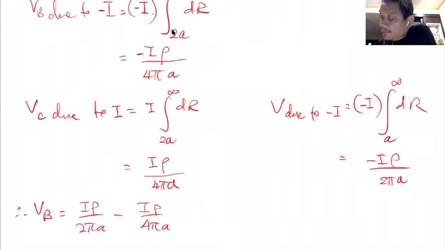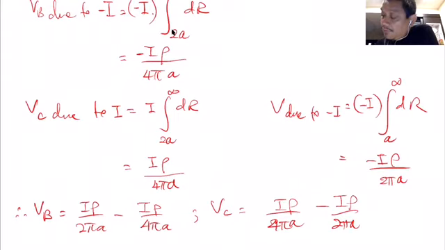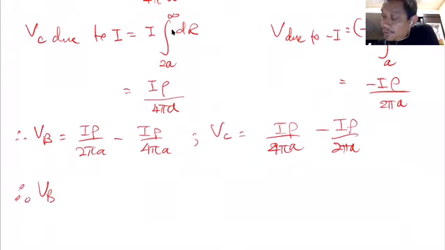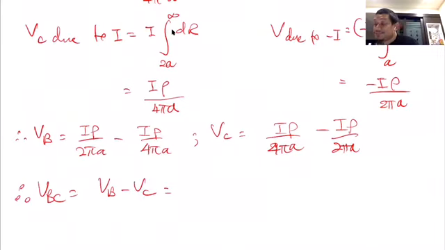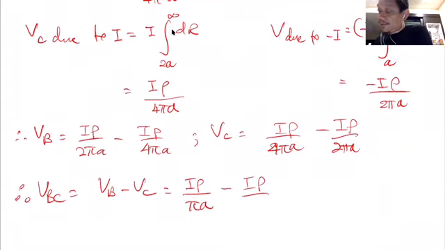So now you can collect: VB equals I rho over 2 pi A minus I rho over 4 pi A. VC is equal to I rho over 4 pi A minus I rho over 2 pi A. Therefore, VBC equals VB minus VC, so you need to subtract this. It gives I rho over pi A minus I rho over 2 pi A, equal to I rho over 2 pi A.